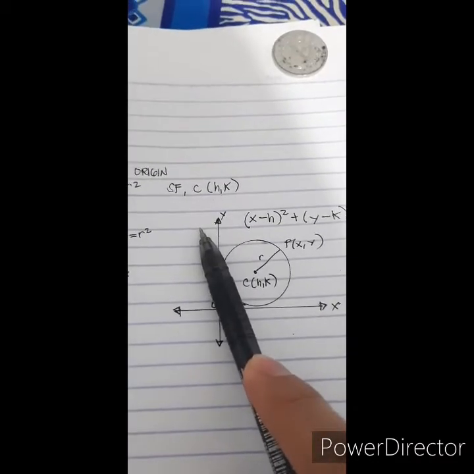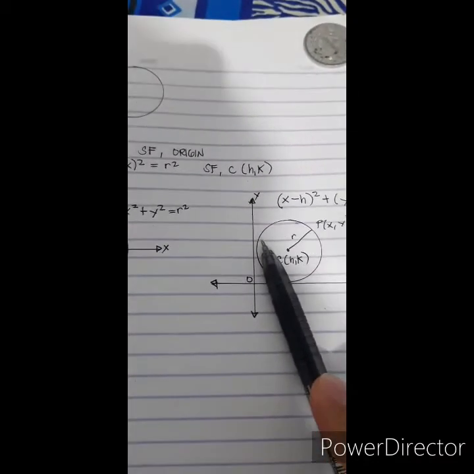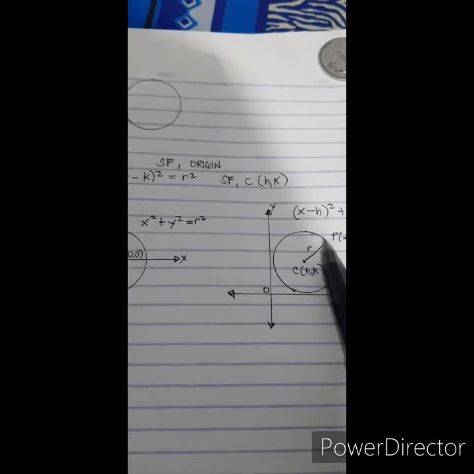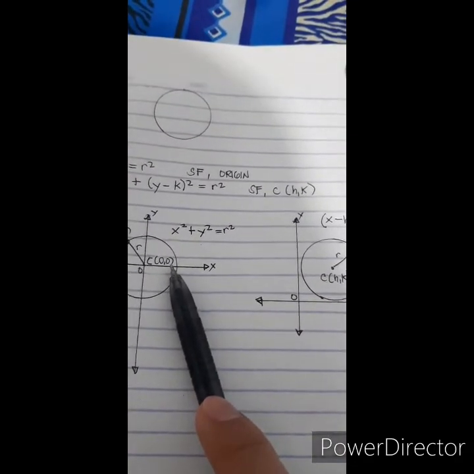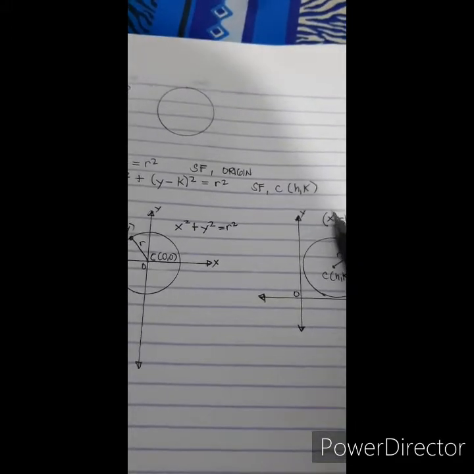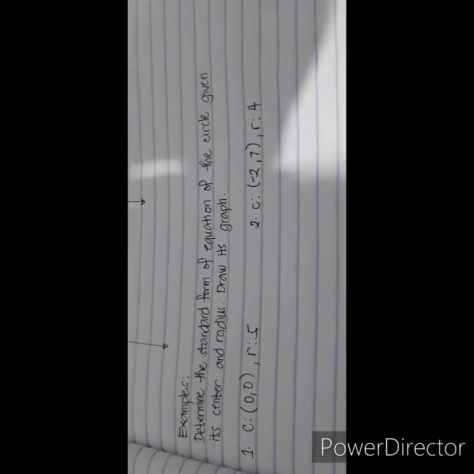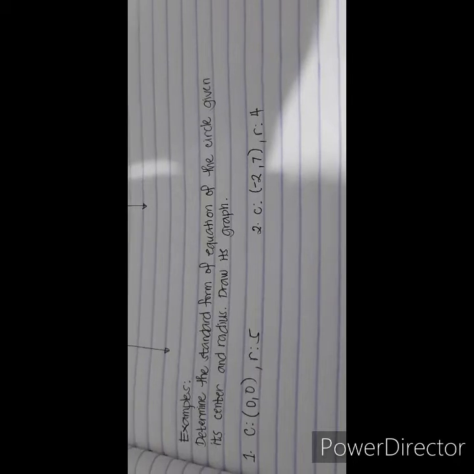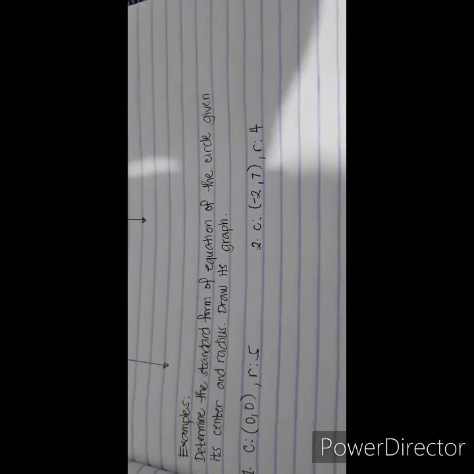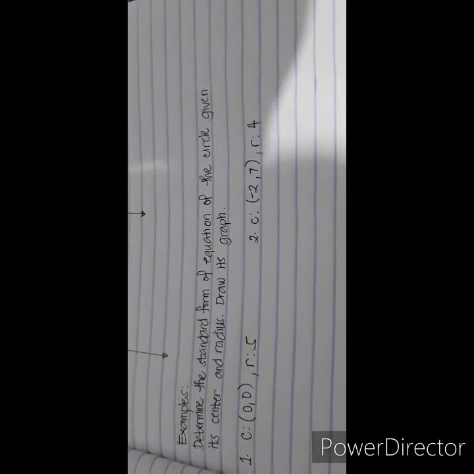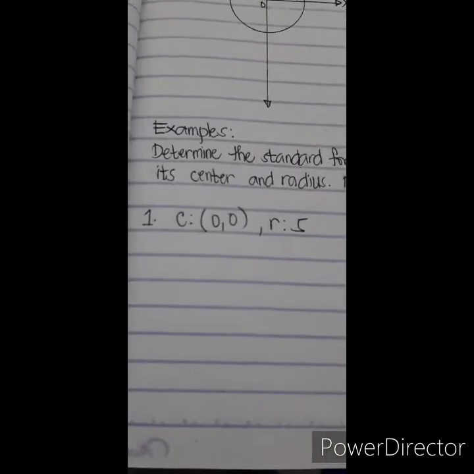And also, we will have some examples of this later. So we're going to find the equation of the circle given the center and the radius. Okay, so now we have these examples. We have to determine the standard form of the equation of the circle given its center and radius. Afterwards, we will draw its graph.